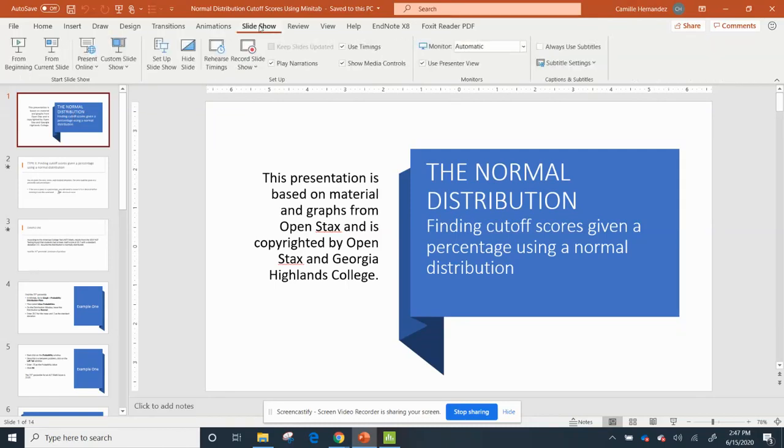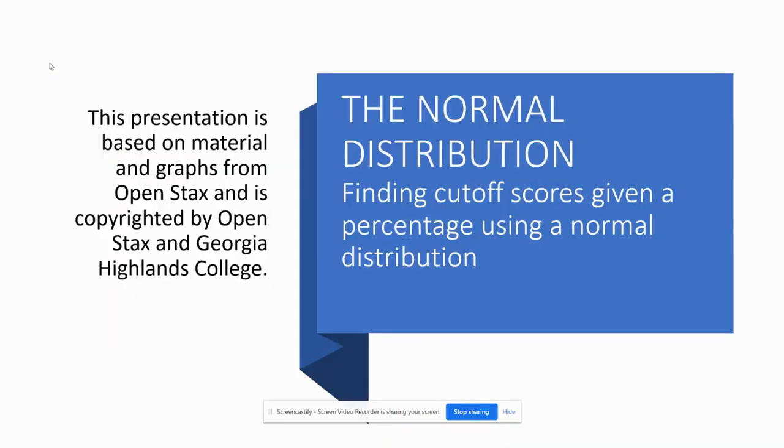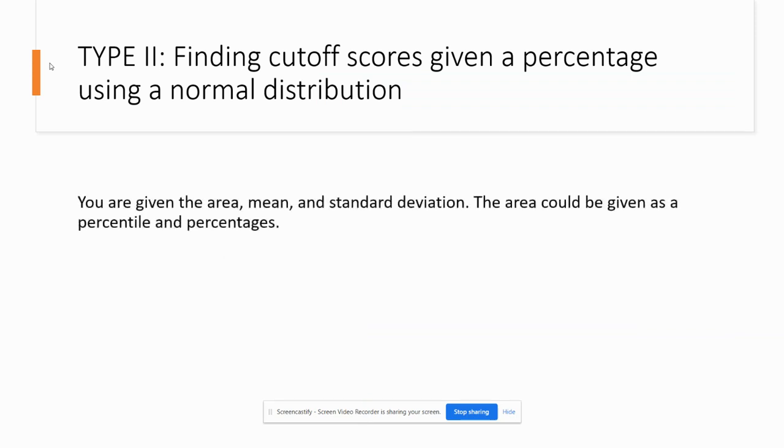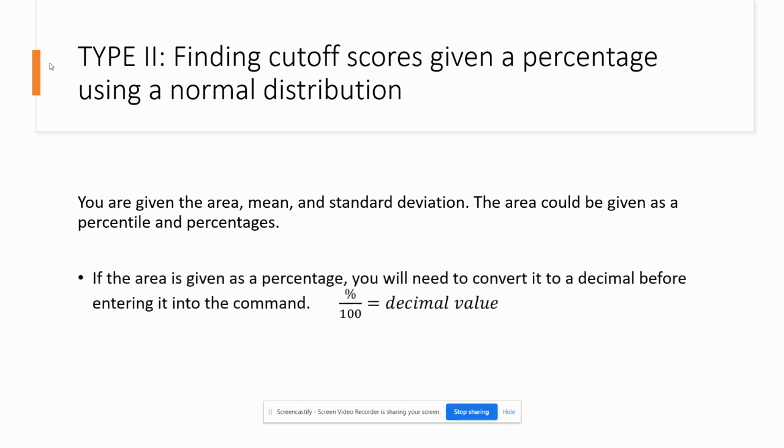So let's talk about the normal distribution. If we're given an area, we're going to find the cutoff scores. You can be given a percentage or a proportion. You'll be given a problem that has the area, the mean, and the standard deviation. Again, the area could be given as a percentile or as a percentage. If the area is given as a percentage, you're going to have to convert it to a decimal before entering it into the command. So you're going to do percentage divided by 100, and that'll give you the decimal value.